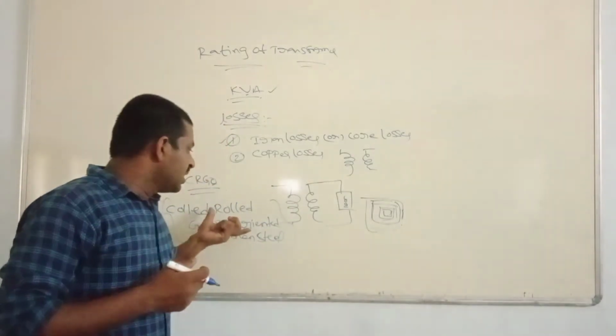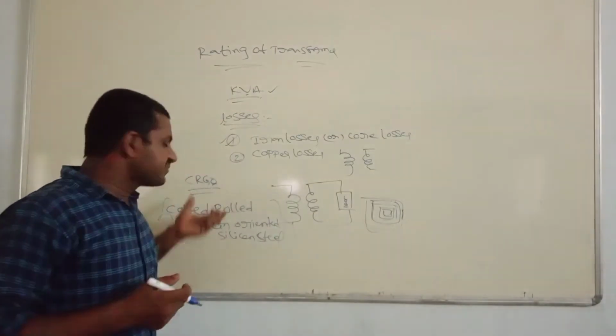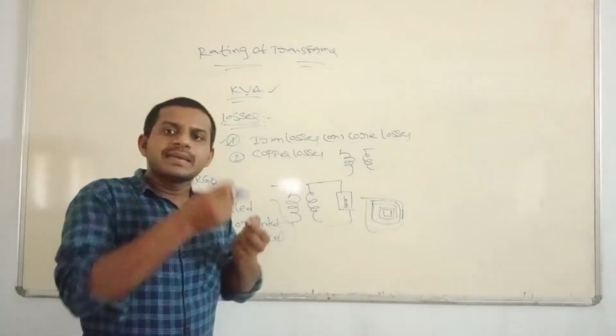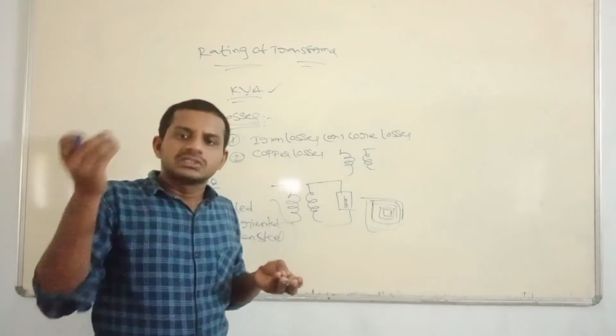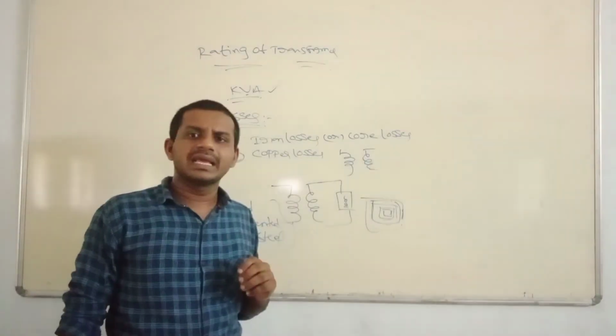If we don't use this type of CRGO material, there may be some air gap between one plate and another plate of the transformer, and there may be iron loss occurring. Why?